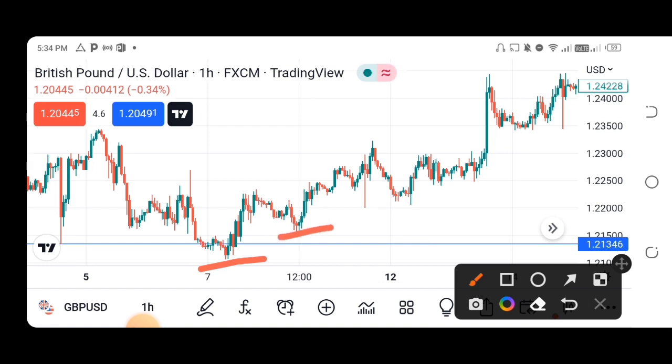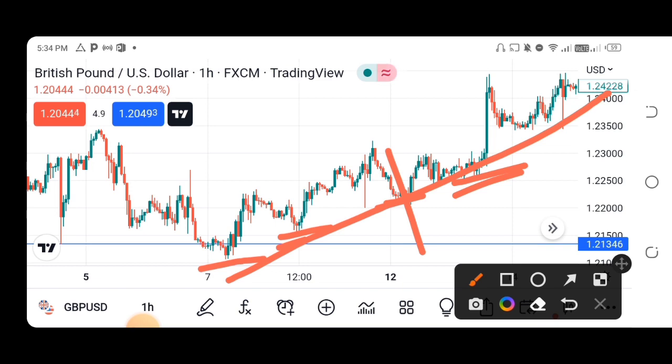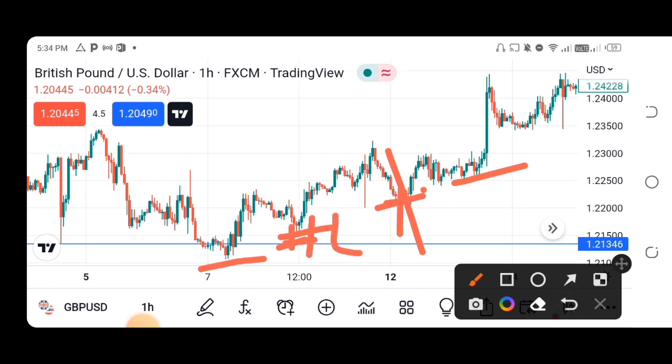As you can see, they were able to maintain this momentum. There's no candlestick that was able to break this low down. That is a valid bullish trend. So you have to buy at the higher lows. This is a confirmed market structure.